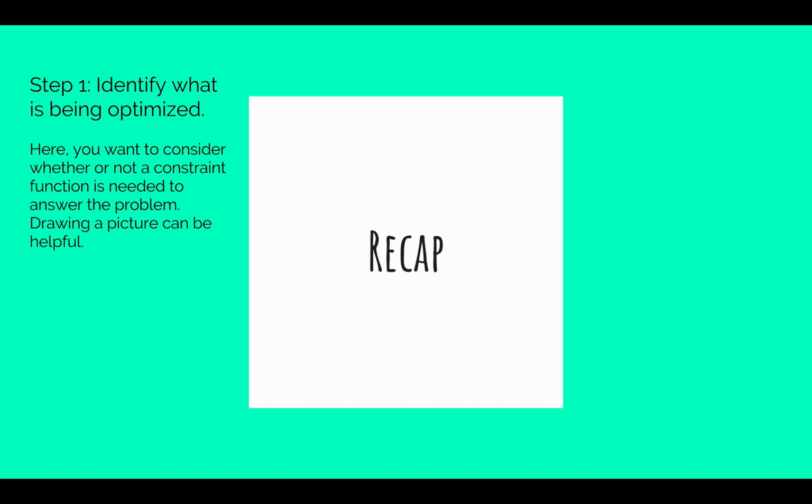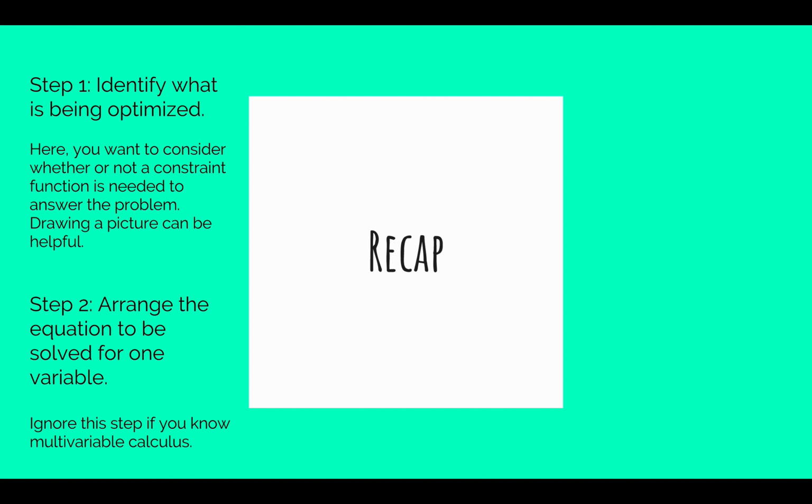Okay, to recap. Step 1, we want to identify what is being optimized. Here we want to consider whether or not a constraint function is needed to answer the problem. Drawing a picture can be helpful. In the last problem, we saw a situation in which we only need an optimizing function, and this was because we were given information regarding the height, which allowed us to express all the other dimensions in terms of strictly height. Step 2 is to arrange the equation to be solved for one variable.